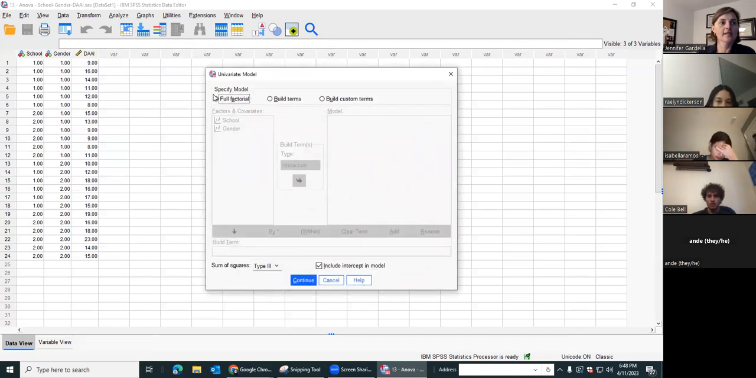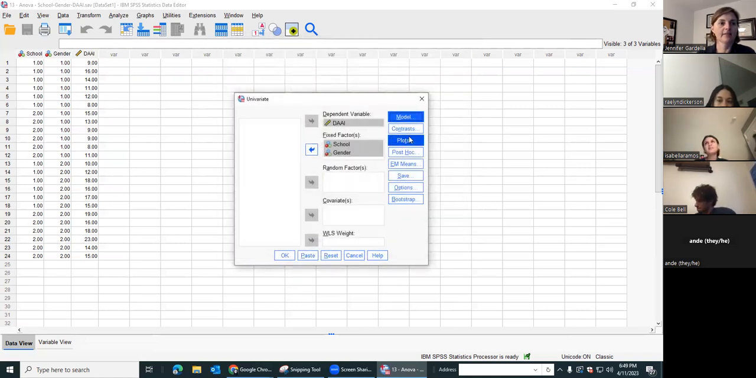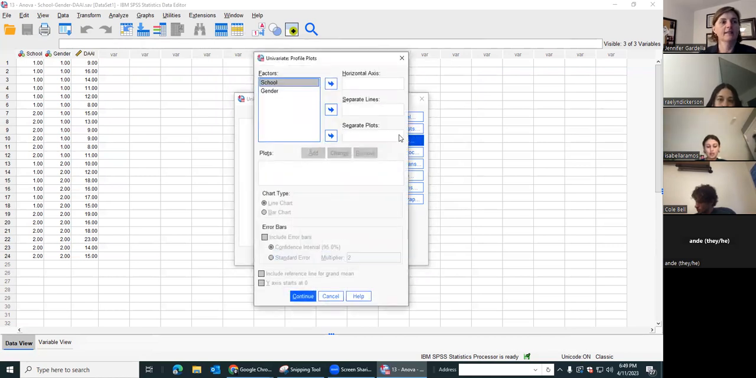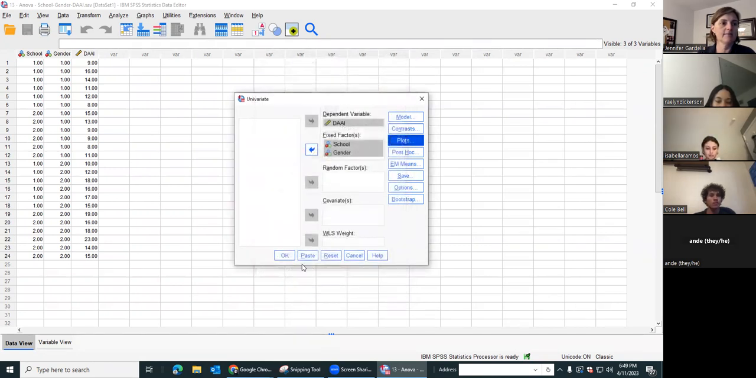Model, always get the full factorial for right now. Always make sure that the sum of squares is type 3. That's pretty important. Hit OK. We're not doing anything in Contrasts. Plots. You enter school and gender, and then you click Add, and it'll give you the school and gender plots. You can also do plots of separate ones if you want to, but we don't need to. Make sure that they are line charts. Versus 0, include reference for the grand mean, don't need that.